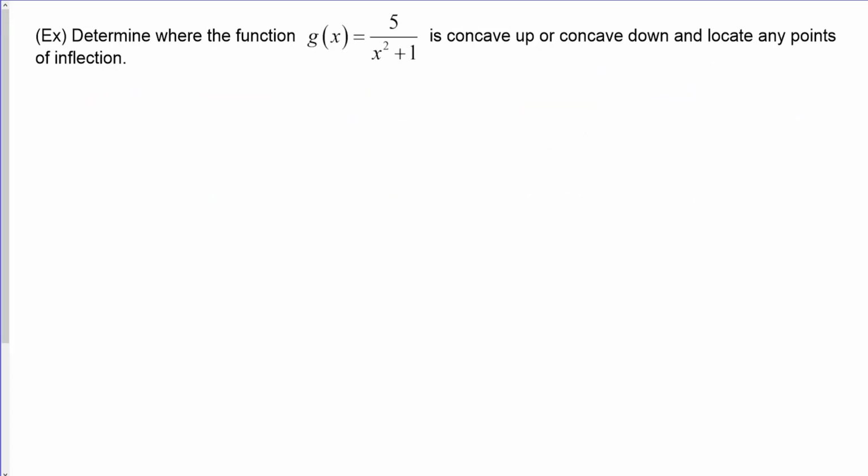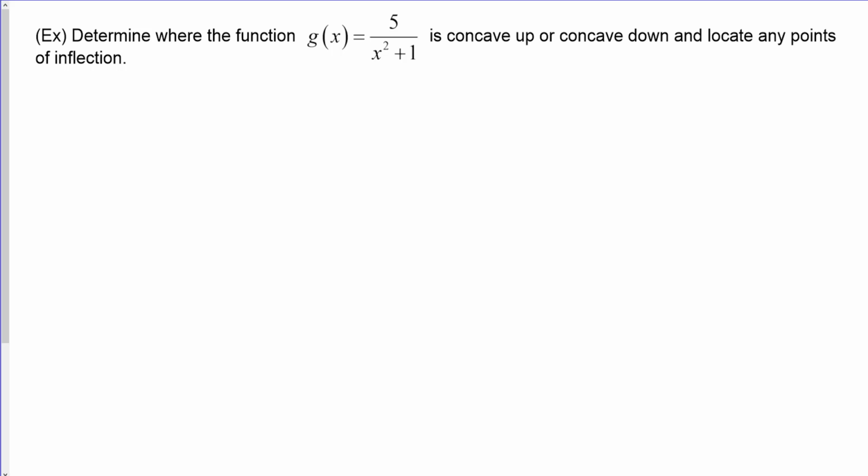Next up, determine where the function g of x equals 5 over x squared plus 1 is concave up or concave down, and locate any points of inflection. So again, what we need to do here is find the second derivative, set that second derivative equal to 0, find out if it's undefined anywhere, get any potential points of inflection, and then test and see what happens.